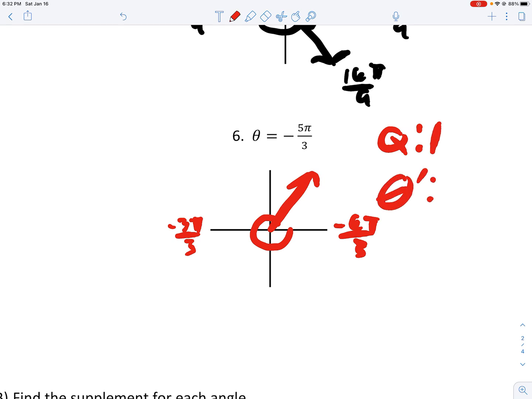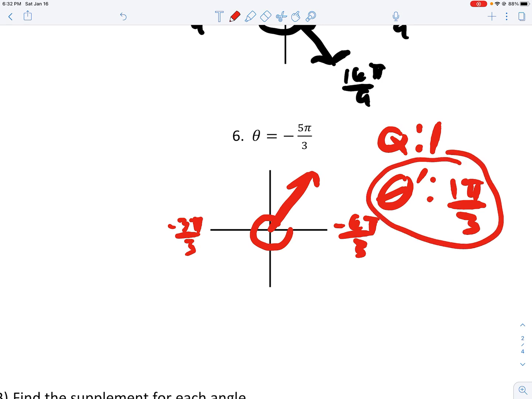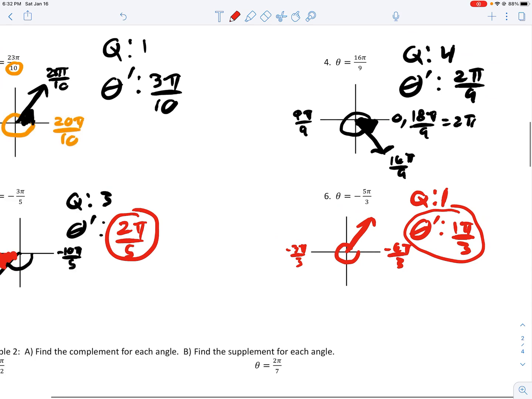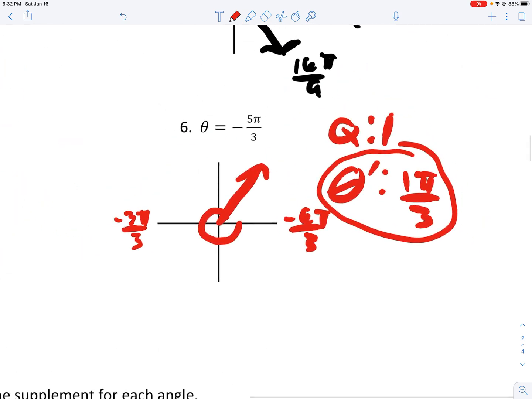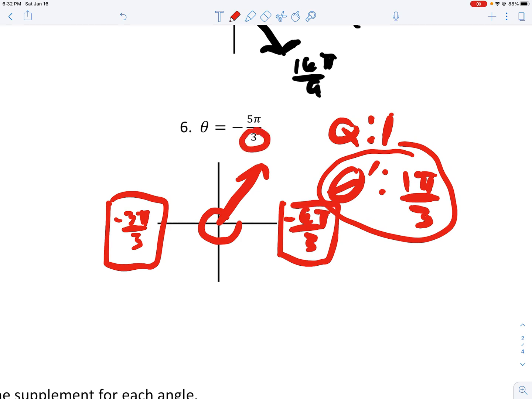Theta prime, right? How far is it from negative 5 to negative 6? 1 pi over 3. And the ones you're going to start seeing more often are going to be like number 6, because they're going to start being pi's over 3, pi over 4, pi over 6. But again, it helps if you're rewriting pi and 2 pi in terms of your denominator. It makes it so much easier.